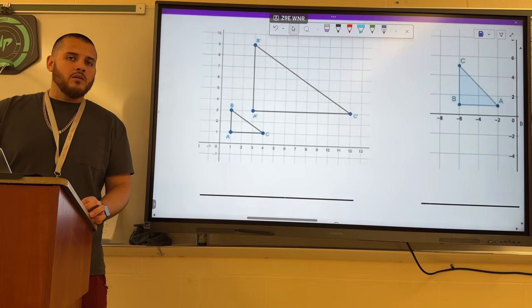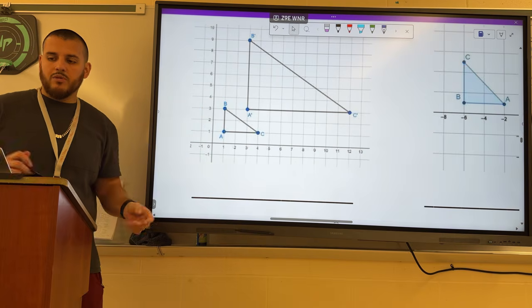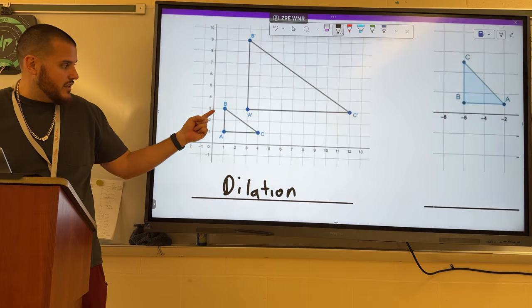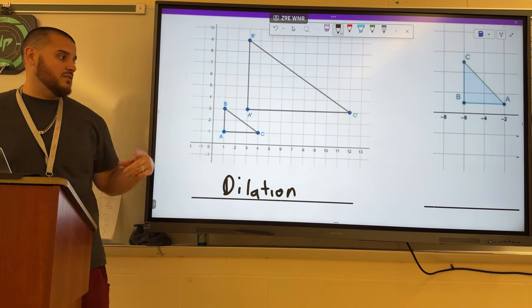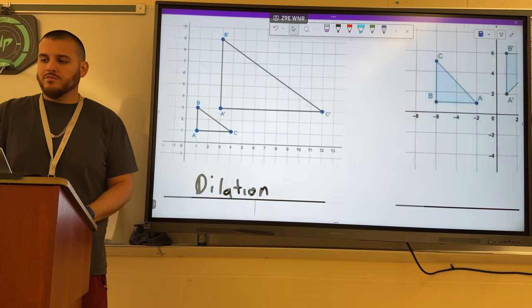Whoa, on this one, our figures are not congruent, right? There's clearly, our image here is way bigger than our pre-image. That can only happen with a dilation. This specific one, let's see, that side that was 2 units long became 6 units long. That's a dilation with a scale factor of 3. That triangle is 3 times larger.